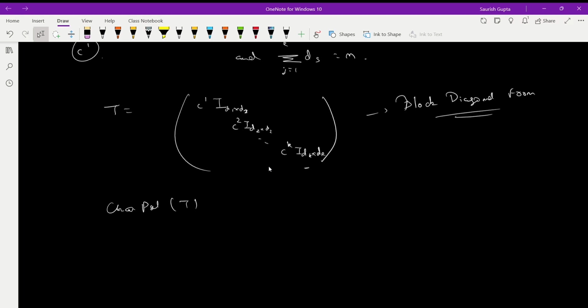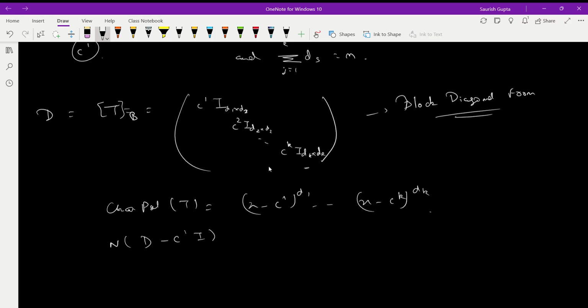And pretty obviously you can notice from here, which I had actually started the discussion with, that the characteristic polynomial of T is of the form (x minus C1) to the power D1, and so on till (x minus Ck) to the power Dk, which is pretty obvious from the fact we started this discussion. But the main thing to notice here is the null space of, if I represent this matrix, so this should be of this form.